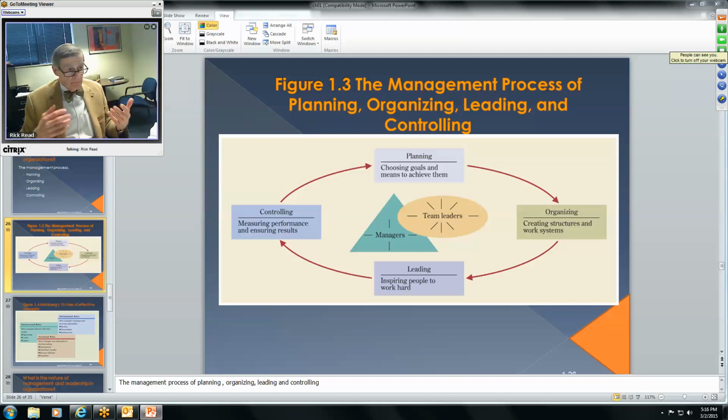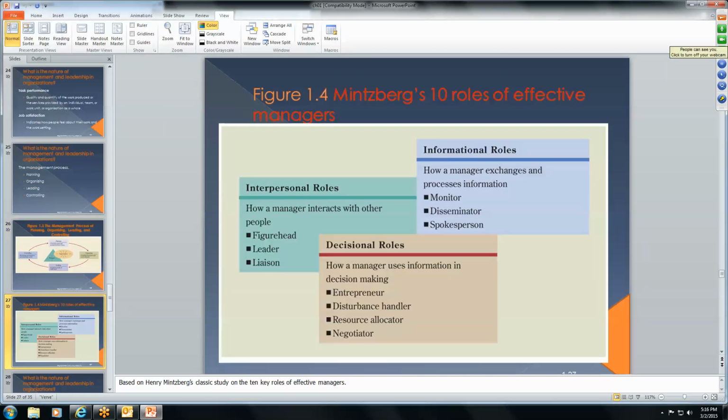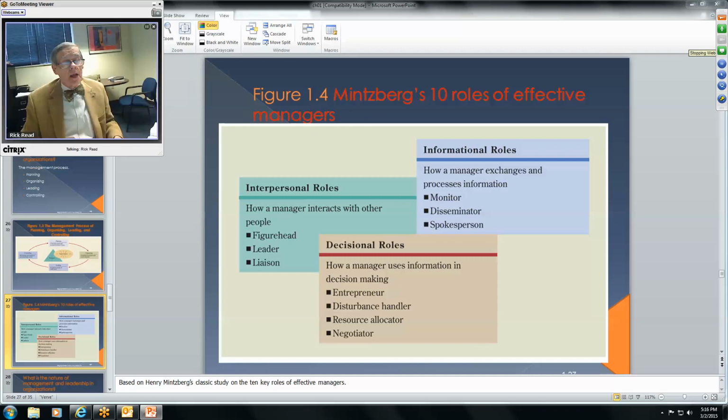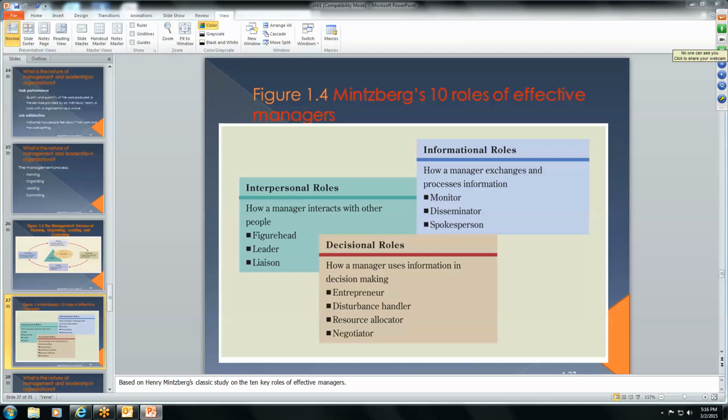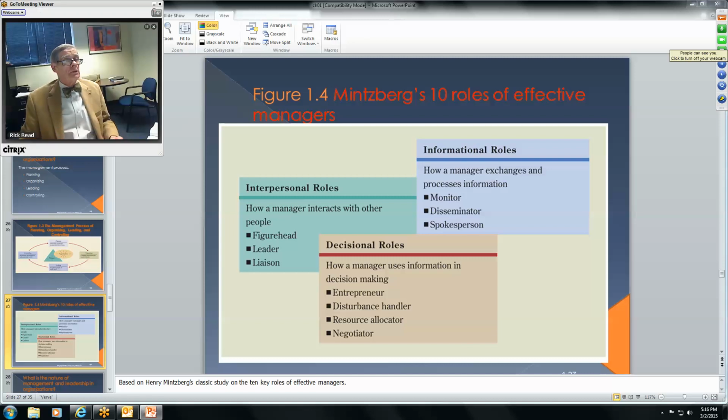These are the roles that managers play. Now, they're different from functions. These are informational, interpersonal, and decisional, and these are all important. You can see this graphically displayed in figure 1.4 on page 13. It comes from Henry Mintzberg, a noted management guru. He's Canadian. I think he still teaches in Toronto, but I can't tell you the university. And these are just things that are supposed to be done.